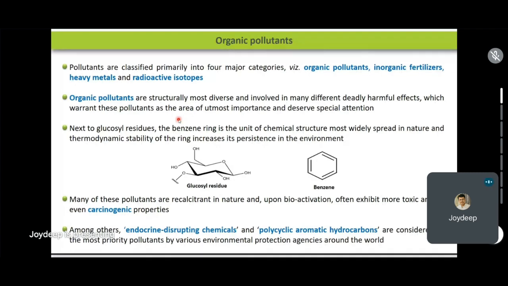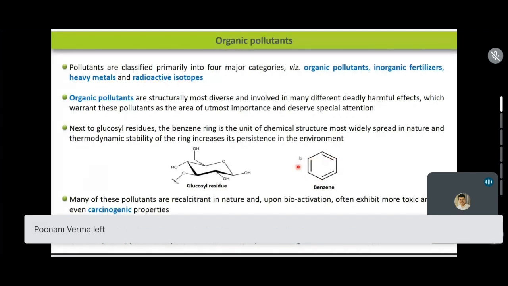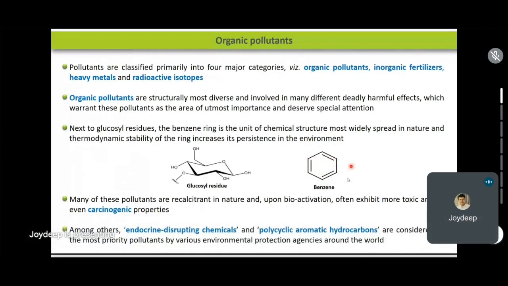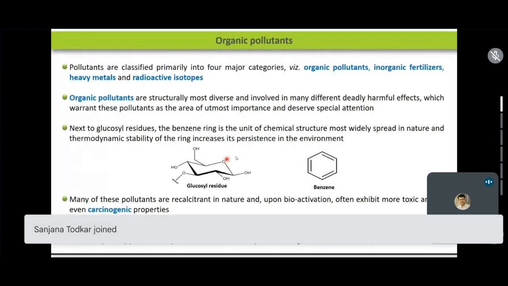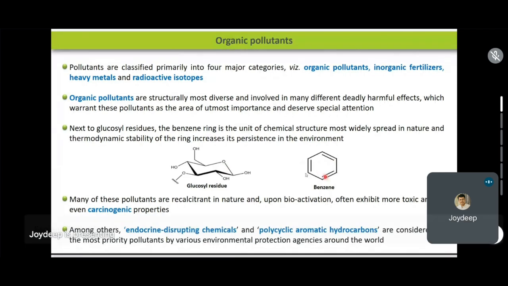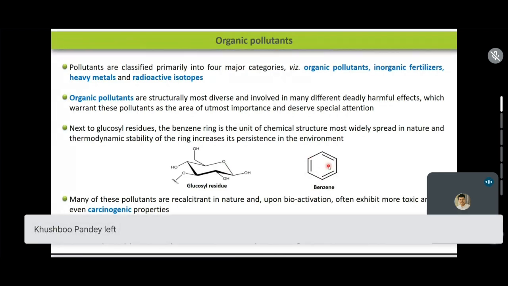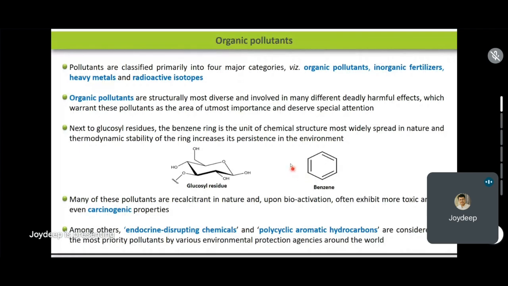So what are these basically? Next to the glucosyl residue, as you can see here, the glucose structure, the chair conformation of glucose. Next to the glucosyl residue, which is a natural ring, the benzene ring is the unit of chemical structure most widely spread in nature. If you are not aware of this, it is very interesting that apart from glucose residue, benzene is the next residue which is most abundant and most widely spread in nature. It is thermodynamically very stable, we know, because of the aromaticity that it has.